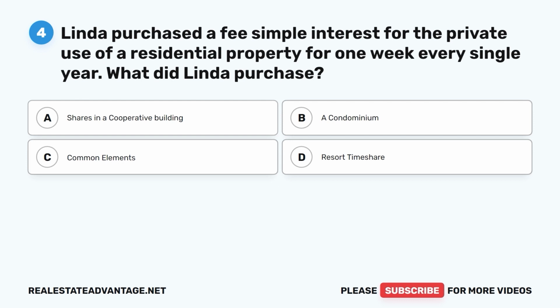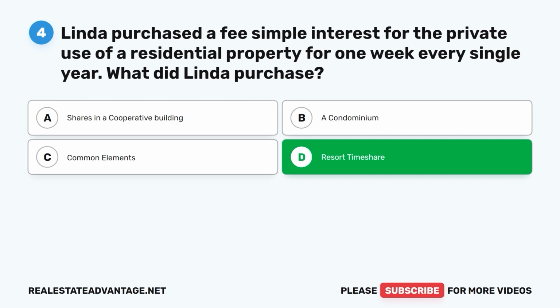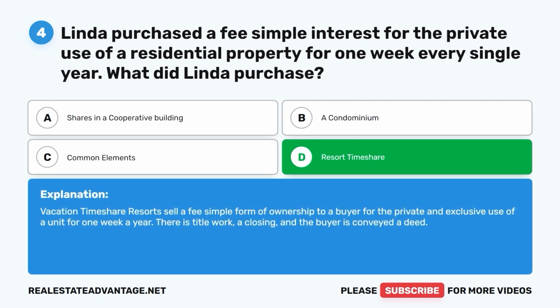Question 4. Linda purchased a fee simple interest for the private use of a residential property for 1 week every single year. What did Linda purchase? A. Shares in a cooperative building, B. A condominium, C. Common elements, D. Resort timeshare. The correct answer is D. Resort timeshare. Vacation timeshare resorts sell a fee simple form of ownership to a buyer for the private and exclusive use of a unit for 1 week a year. There is title work at closing, and the buyer is conveyed a deed.